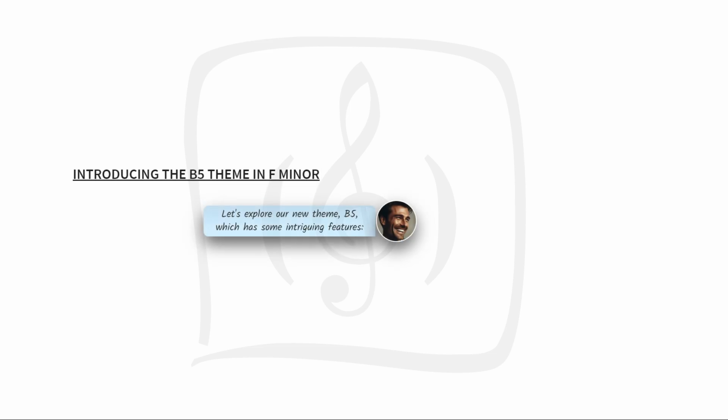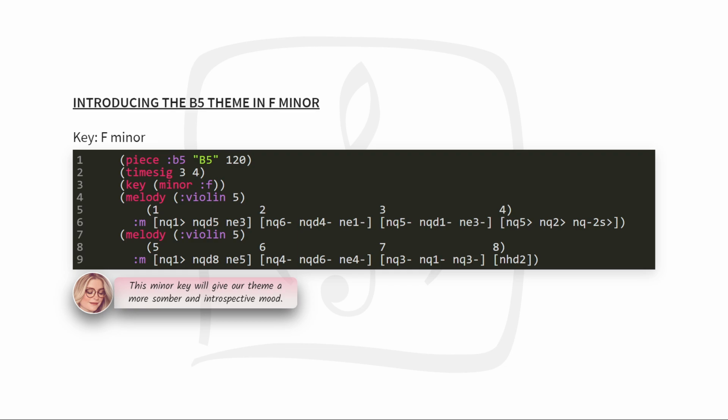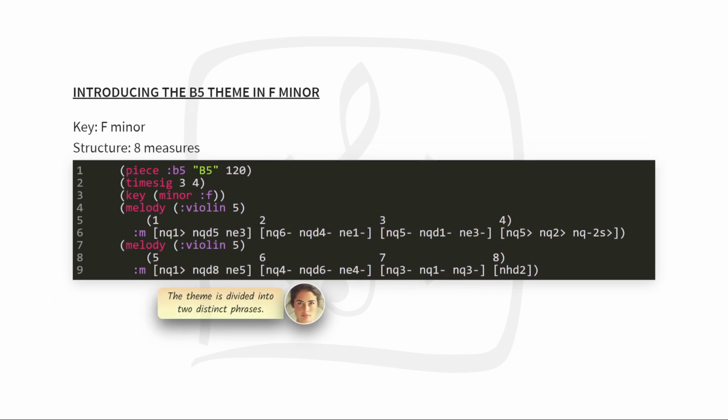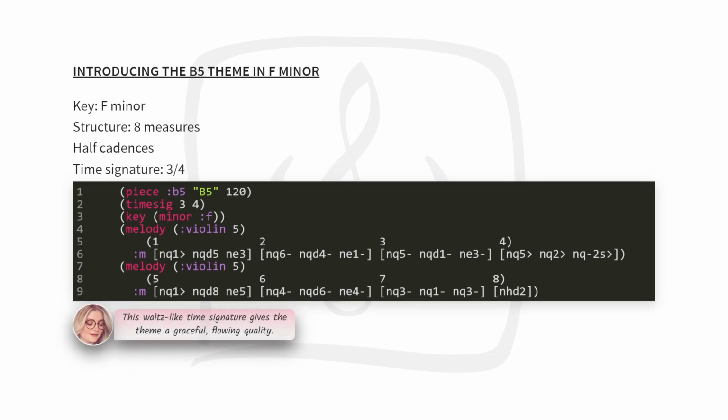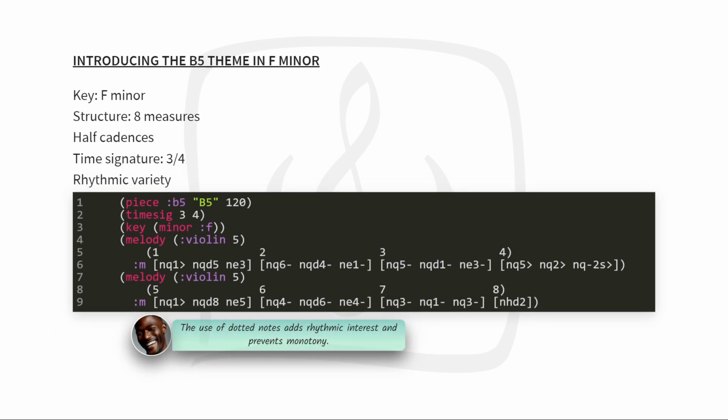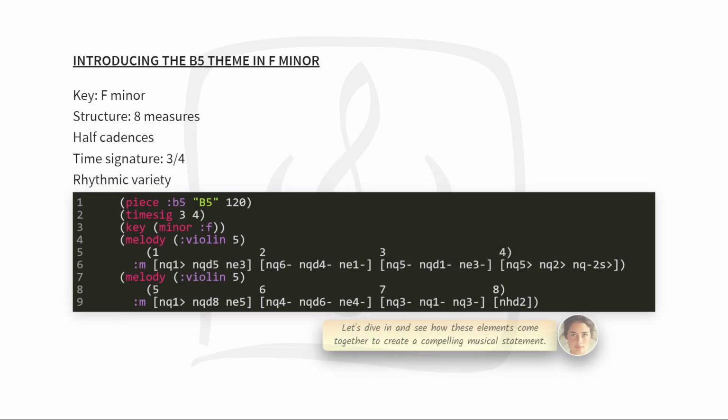Let's explore our new theme, B5, which has some intriguing features. This minor key will give our theme a more somber and introspective mood. The theme is divided into two distinct phrases. We have half cadences at measure 4 and measure 8, creating tension and a sense of incompleteness. This waltz-like time signature gives the theme a graceful, flowing quality. The use of dotted notes adds rhythmic interest and prevents monotony. Let's dive in and see how these elements come together to create a compelling musical statement.